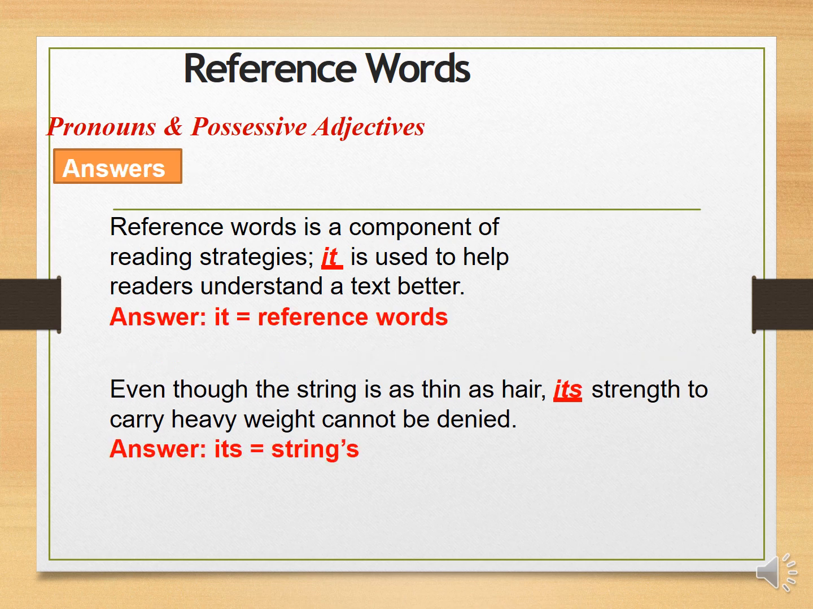Answers. Reference words is a component of reading strategies. It is used to help readers understand a text better. So it here refers to reference words. And its here is referring to something that possesses the strength. The strength belongs to something. The strength of what? The strength of the string. So string here has apostrophe s, right?